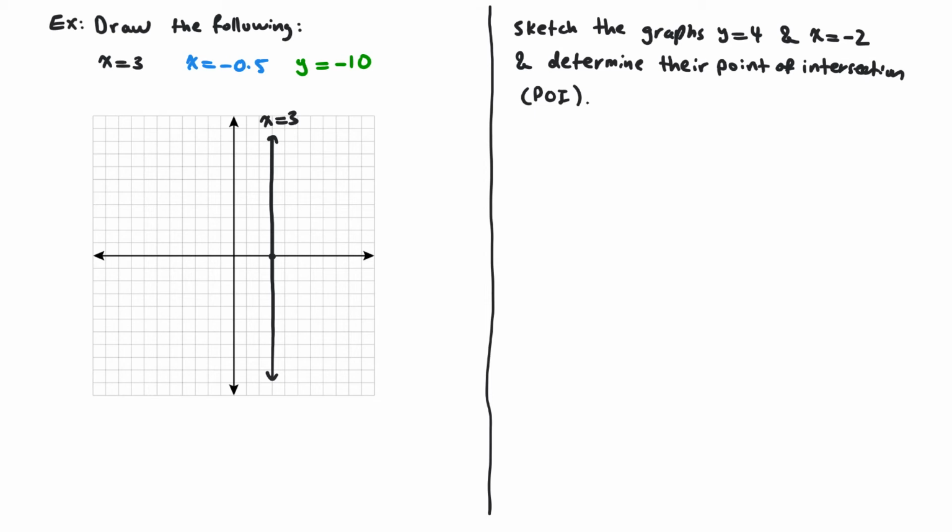For x is equal to negative 0.5, again, I will start with the x-intercept, and that x value is never changing, so I can just draw a vertical line as best as I can to represent x is equal to negative 0.5. Finally, for y is equal to negative 10, I will start with my y-intercept, which is negative 10.